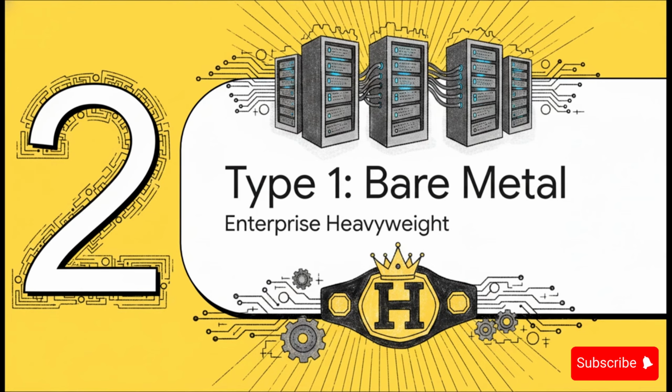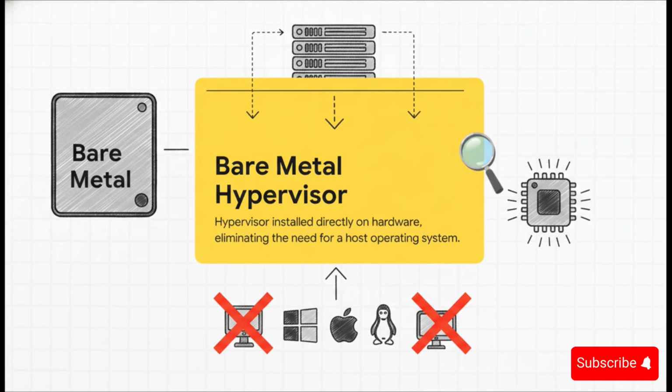Moving right along to Section 2, Type 1, bare metal, the enterprise heavyweight. The defining characteristic of a Type 1 hypervisor is right there in the name, bare metal. The software is installed directly onto the physical hardware itself. No middleman, no host operating system like Windows or Linux getting in the way first. In this setup, the hypervisor basically is the operating system.